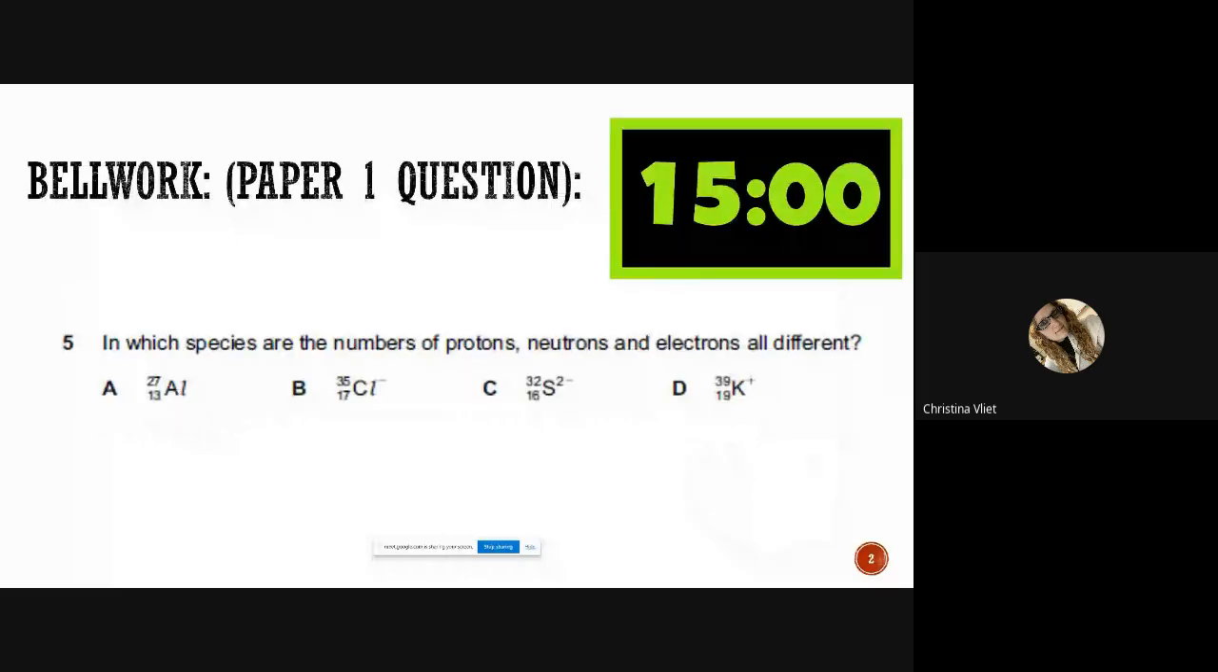So here we go. Disregard the timer because I gave you the additional bell work and I already put up a timer. This timer was just built into the lesson. The question is from paper 1. Paper 1 is what type of paper? You all remember? Multiple choice. So this is the multiple choice paper.